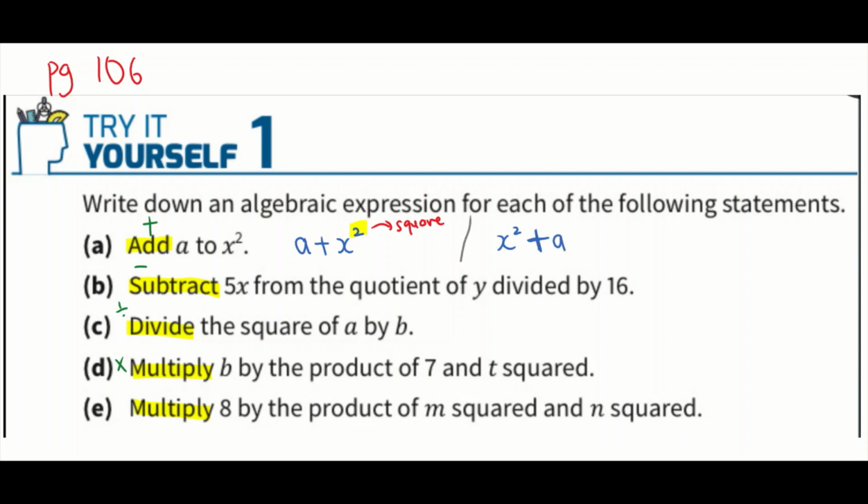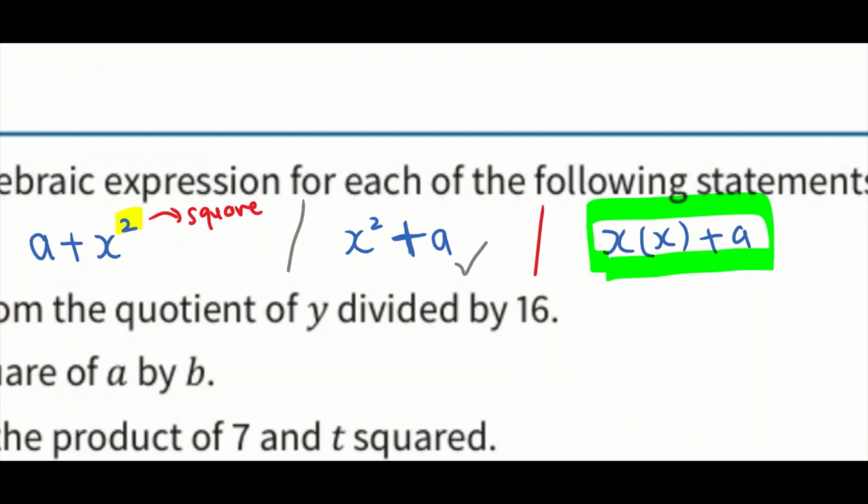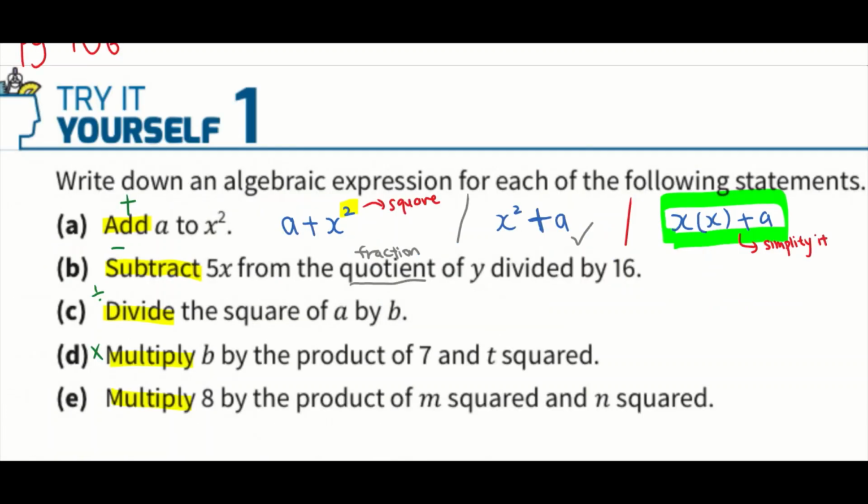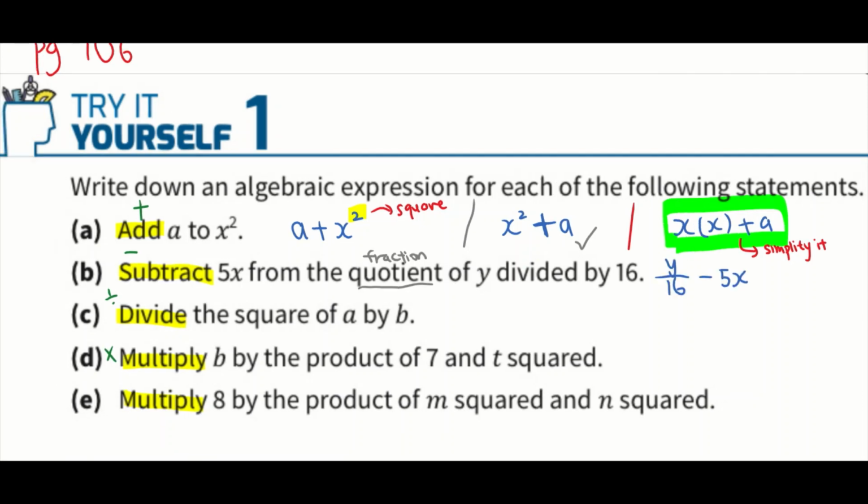First of all, this is also acceptable. But if you write like this, we need to simplify it further. Try not to write with brackets. I give you a clue for part B. Quotient is just a fraction. If I ask you to subtract 5x from the fraction, first of all, I write the quotient first, the fraction. Then I subtract 5x from it.